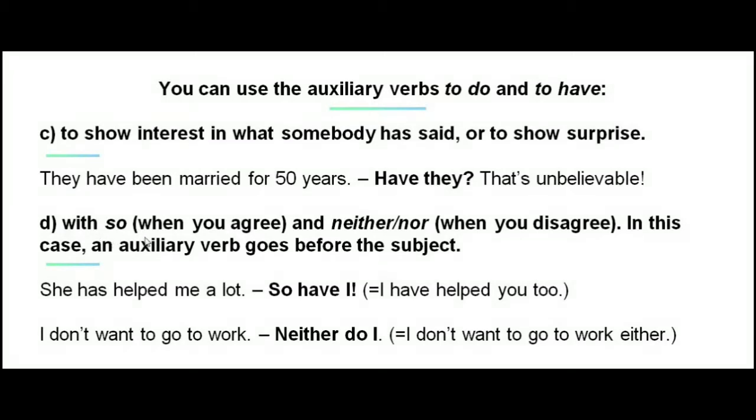D, with so when you agree and neither or nor when you disagree. Now in this case, an auxiliary verb goes before the subject. Have a look at the following examples. She has helped me a lot. So have I. Meaning that I have helped you too. I don't want to go to work. Neither do I. Meaning I don't want to go to work either.